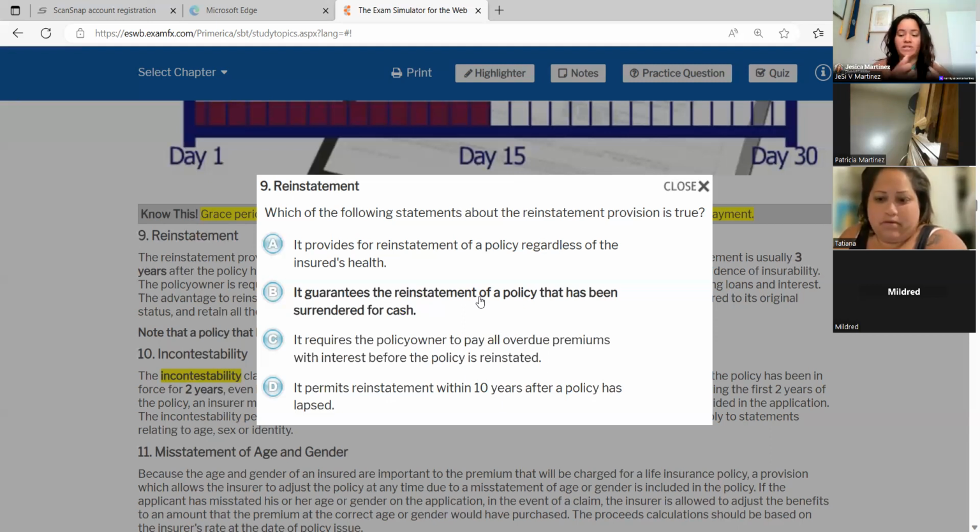Once that transaction happens and you got your cash, you can no longer reinstate that policy. So in this scenario, B and D will be completely out of the question. So let's see if it's A.